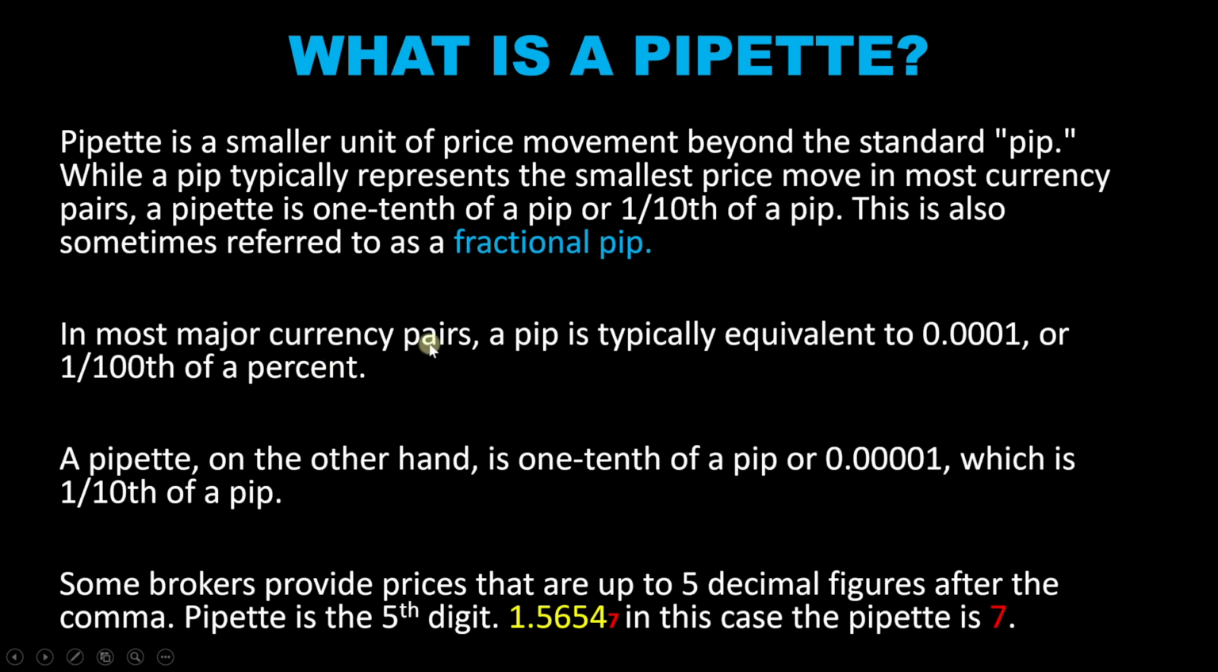In most major currency pairs, a pip is typically equivalent to 0.0001, or 1/100%. A pipet, on the other hand, is 1/10 of a pip, so that would be 0.00001, which is a tenth of a pip. So this is a pip, and this now becomes the pipet. Some brokers provide prices that are up to 5 decimal figures after the comma. The pipet is the 5th digit, which is this one. In this case, the pipet is 7. So this one, it's the price movement.